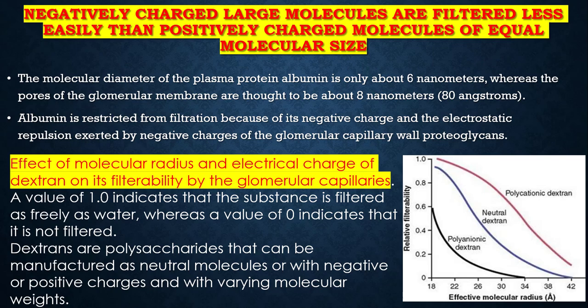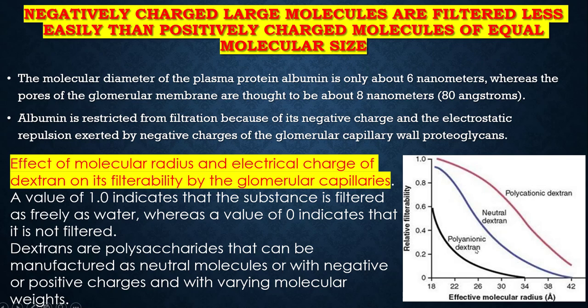Effect of molecular radius and electrical charge of dextran on its filterability by the glomerular capillary. A value of 1 indicates that the substance is filtered as freely as water, whereas a value of 0 indicates that it is not filtered. Dextrans are polysaccharides that can be manufactured with negative or positive charge.